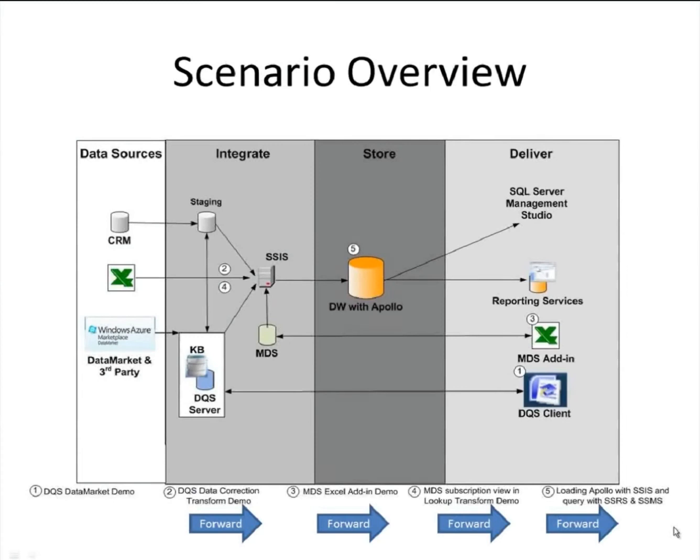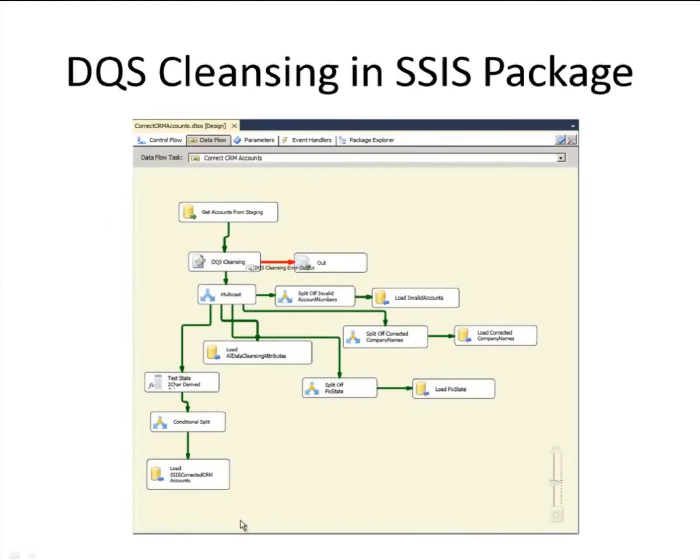Then our second demo is going to focus on Data Quality Services and the Data Quality Services cleansing transformation, and using that in Integration Services to be able to cleanse the data as part of an ETL operation. So here you can see we're getting the data from the staging table, running it through the DQS cleansing transformation, and then taking it down a couple of different paths to see if there are any invalid accounts, see if any of the company's data is corrected, some data that needs fixing. In general, you'll be able to see this as we move through.